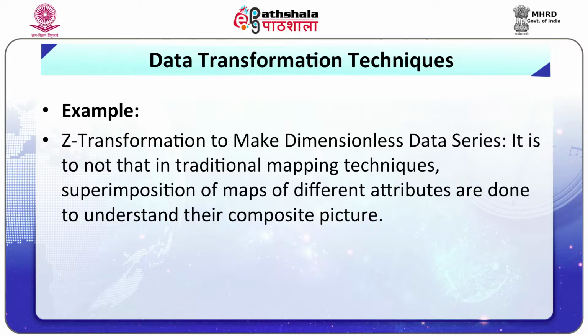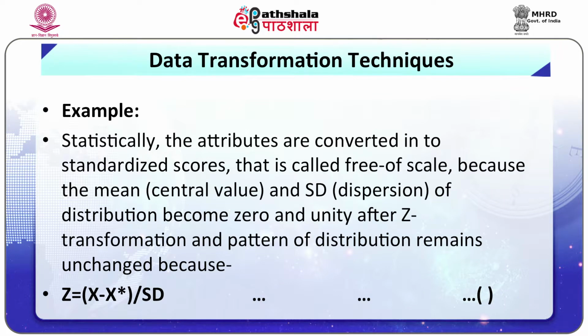It is to note that in traditional mapping techniques, superimpositions of maps of different attributes are made to understand their composite picture. Statistically, the attributes are converted into standardized scores, that is called free of scale, because the mean, that is central value, and SD, that is dispersion of distribution, become 0 and unity respectively after Z transformation, and pattern of distribution remains unchanged because Z is equal to x minus x bar divided by SD.